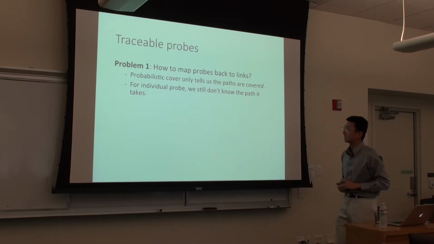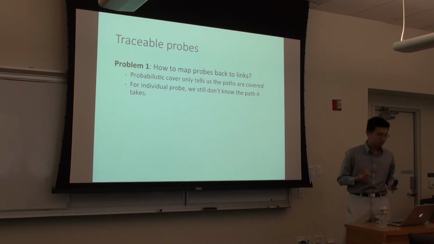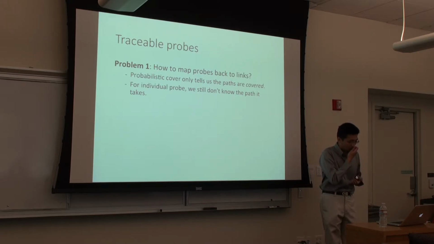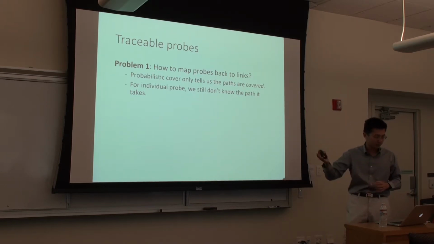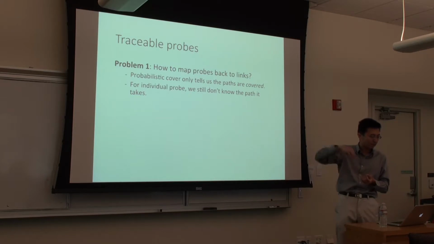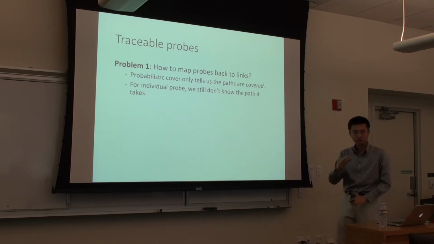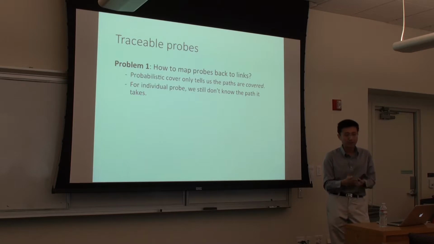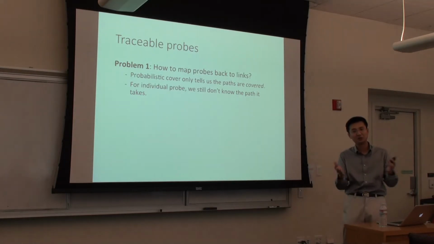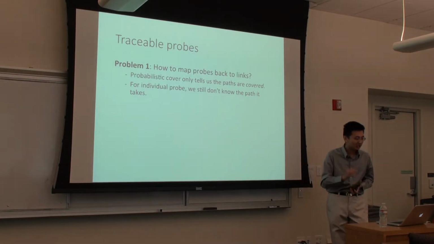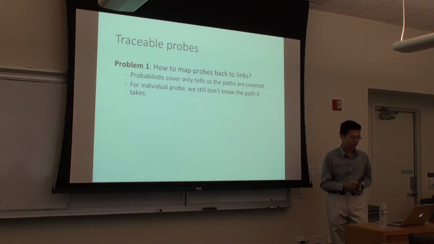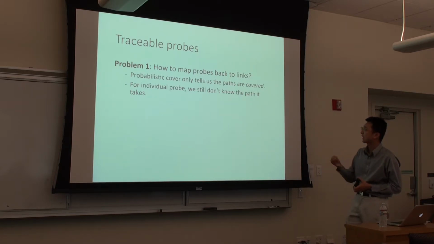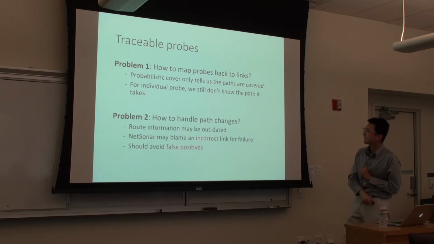So now the second technique is called traceable probes. Traceable probes solve two problems. The first problem is how to map these probes, the test packets, back to the links. Remember that the probabilistic path cover only tells you that the paths are covered, or how many packets you need to cover all the paths. It doesn't tell you, for each individual probe, which packet can cover a particular path. In other words, we still don't know the path for an individual probe.